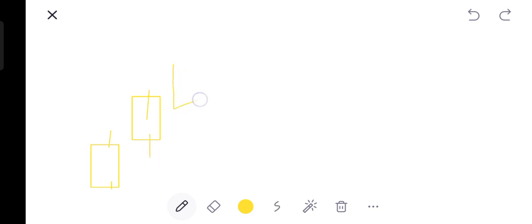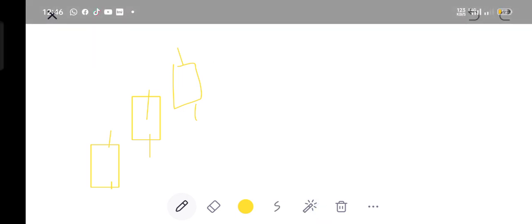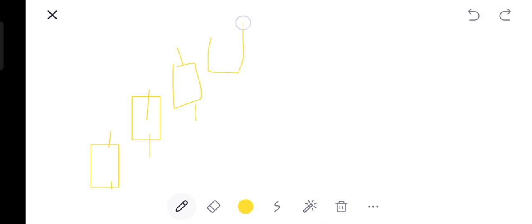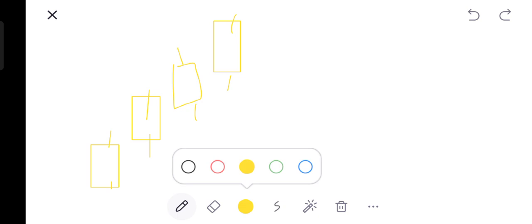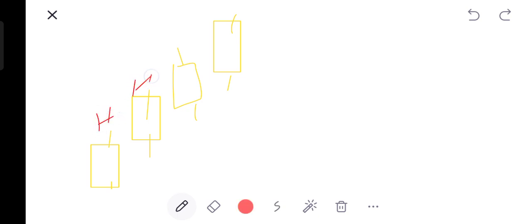Okay, so these are uptrends. How do you spot that? You spot that with the highs and the lows. There's a term that we call them: higher highs, and then higher lows. So these are the HHs and HLs, yeah, higher lows.